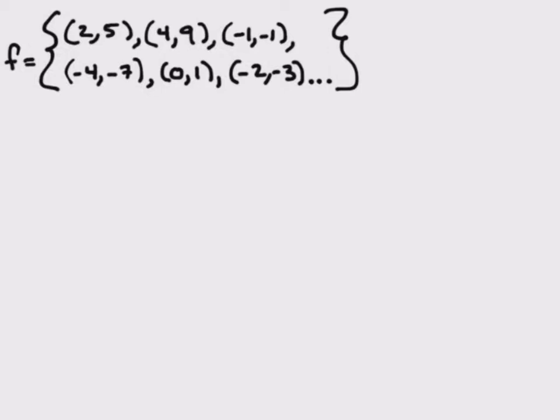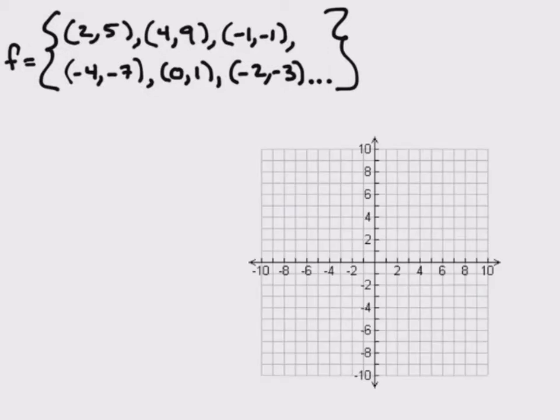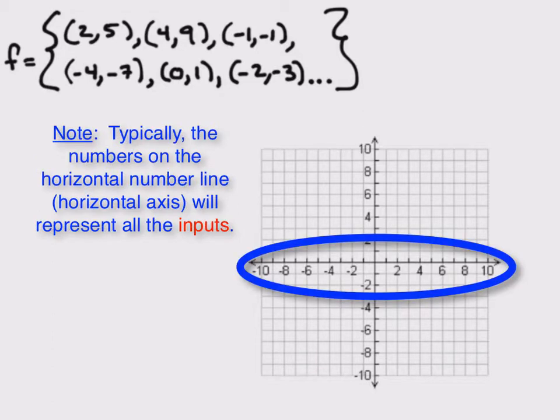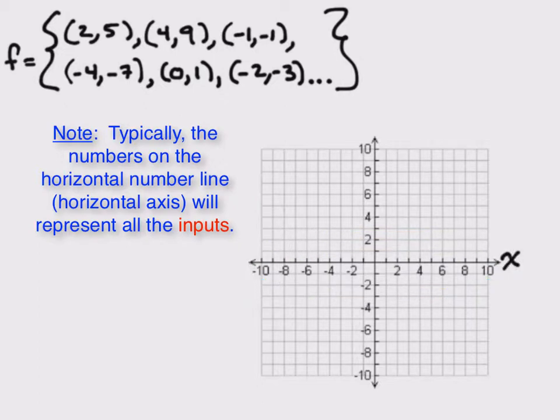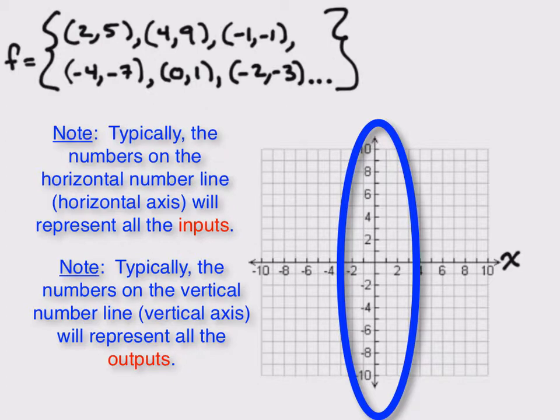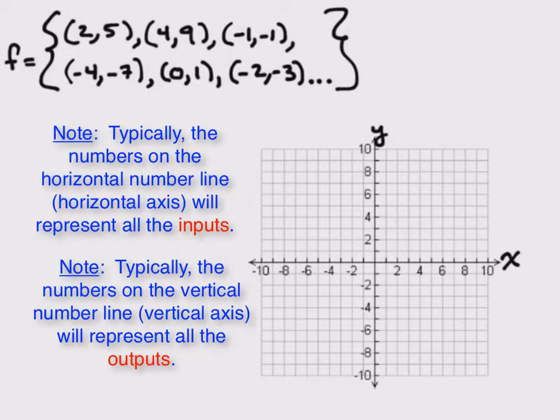So how do we represent these graphically? Well, what we've got here is a horizontal real number line and a vertical real number line overlaid on top of one another. In general, our horizontal line typically represents all of our inputs. And it's helpful to let the reader know that by labeling that horizontal axis with an X or perhaps the word input. Typically, the vertical axis represents all of our outputs, and it's helpful to let the reader know that by labeling that Y or writing output. Again, you could use whatever variables you want as long as the reader knows which one is the input and which one is the output.